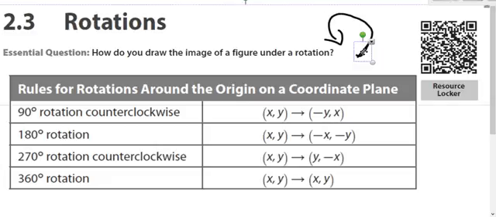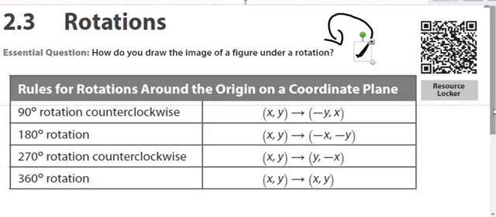So when you go counterclockwise, the number of degrees matters. So 90 degrees, which is just turning it a quarter of the way. A 180-degree rotation, which would be a half a turn. 270-degree rotation is 3/4 of a turn, and then 360-degree rotation puts you right back where you started. You spin all the way around, you're back at the beginning.